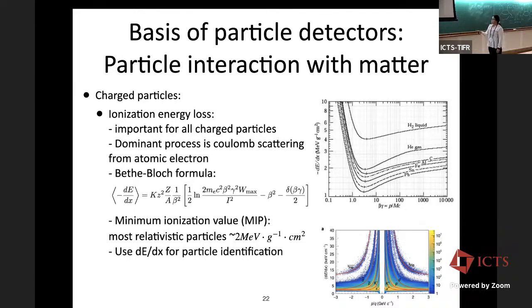And this dE/dx energy loss is the basis of most gas tracking detectors, gas detectors. But you can also use this dE/dx for particle identification. Because if you know how much energy a different particle is supposed to lose, you can relate it to that. For example, if you have a momentum measured from your tracking, and with the dE/dx, how much it lost, you can relate it to the mass of the particle, and therefore identify what particle it is. Right?